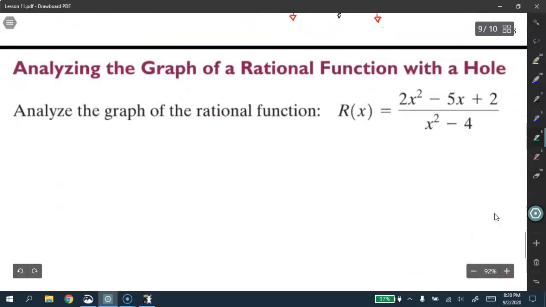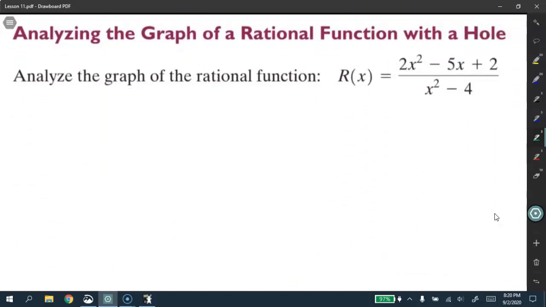All right, now let's go ahead and try yet another problem. And this one, we're going to go a little bit quicker this time. So write it down. Step number 1 is the y-intercept. All right, r of 0. So you want to do this as quickly as possible.